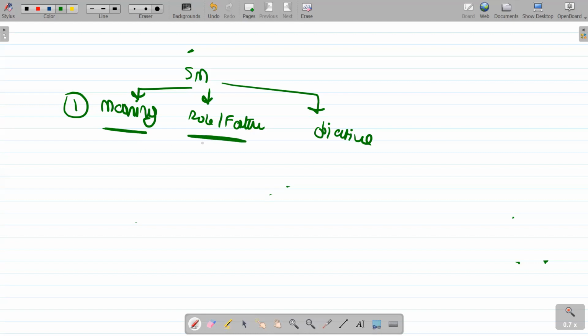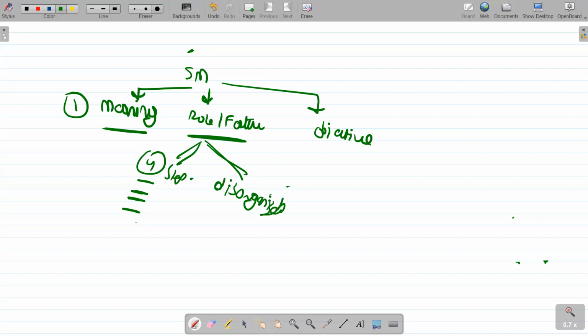What was the role and feature? Role and feature was the four step part: the determination of the goal, acquisition of the resources, allocation of the resources, installing the control system. And what else have we seen? Integrating the disorganized resources part. You guys remember, na? You have to just keep this tree in your mind, then only you can recall the things in the exams.